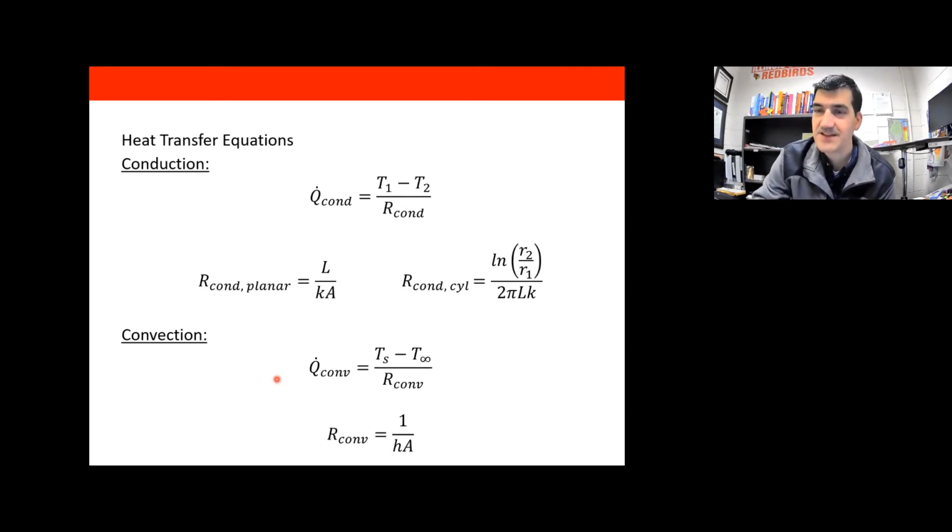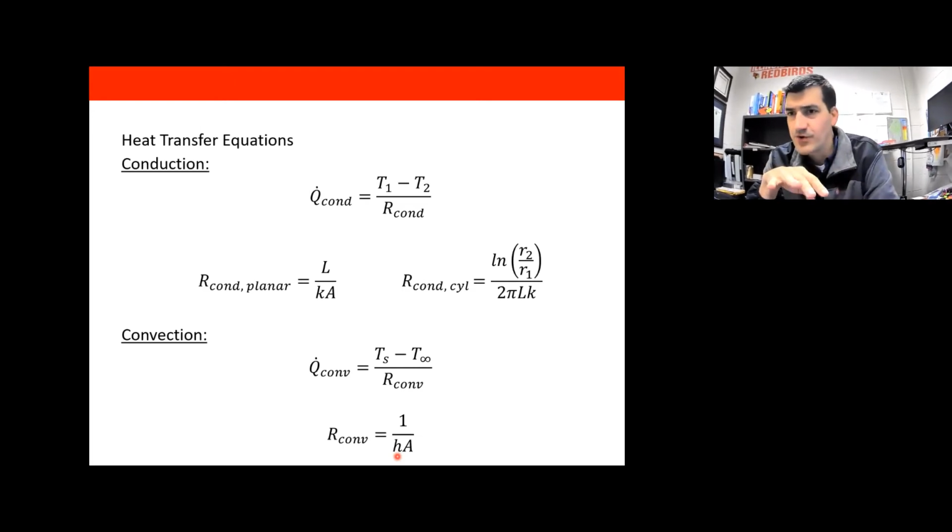And the big challenge with convection is finding H, the convection heat transfer coefficient. So we talked about the different non-dimensional numbers, the Prandtl number and the Nusselt number and the Reynolds number, not in that order. Usually you go Prandtl number, Reynolds number, Nusselt number, but you have to use those non-dimensional numbers to find H, the convection heat transfer coefficient for that situation. But once you have H, then it's pretty easy to find the convection resistance.